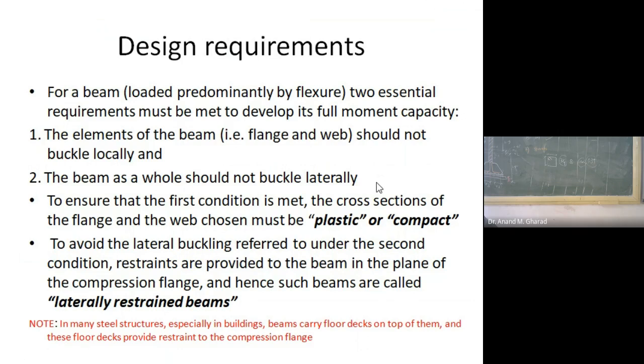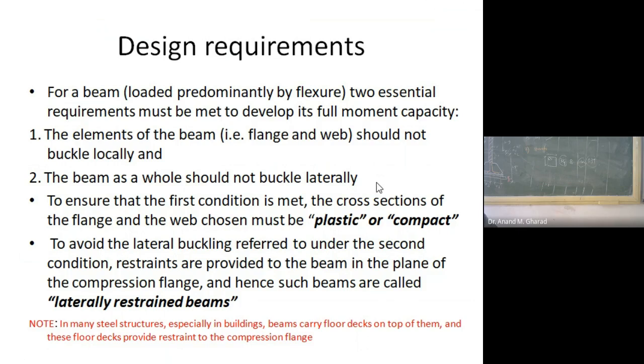What are the actual design requirements for a beam which is loaded predominantly by flexure? Two essential requirements must be met to develop its full moment capacity. In our limit state design method, it is very, very important that whatever material or whatever member you consider, that should yield completely. In the sense, the plastic range or the plastic zone should be reached. Okay? The purpose is complete usage of the material. Otherwise, in elastic theory या फिर हम working stress design में क्या करते हैं, उसको restrict करते हैं up to only yield.